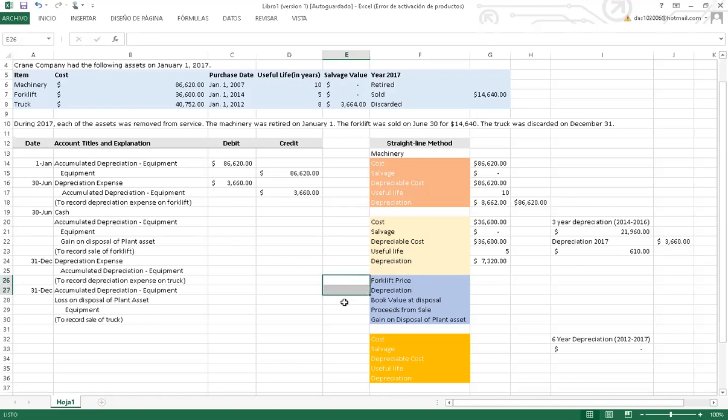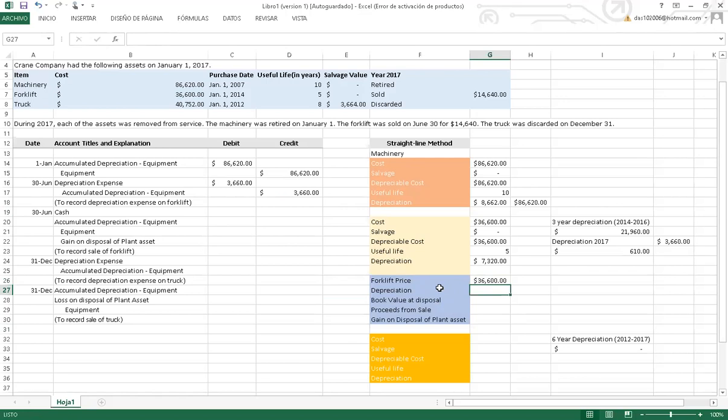I'm going to use this chart that the book gave to us on how to calculate the gain or loss on disposal of plant assets. And we have to first record the forklift price. That was $36,000, and the depreciation.